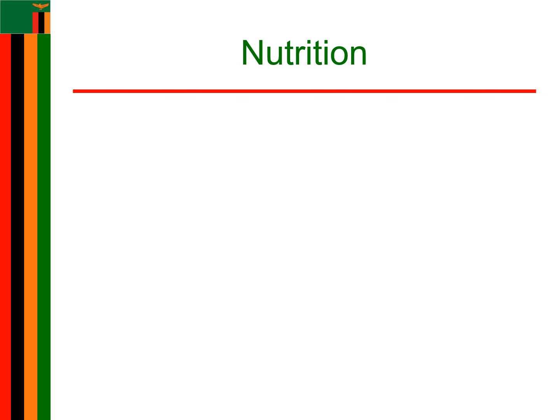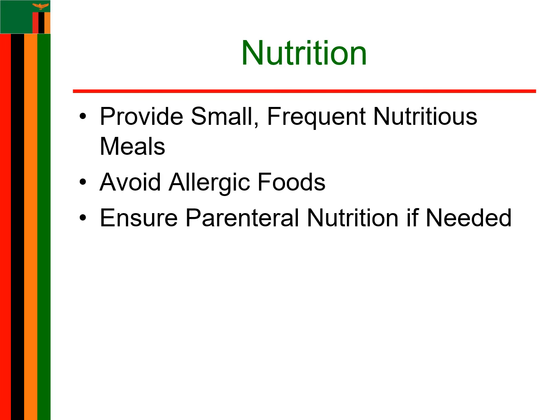So when it comes to nutrition, provide small frequent nutritious meals, and these should be the meals that the patient likes. Avoid the foods that are likely to cause an asthmatic attack. So you need to check from the list of the allergies that has been provided and make sure that you avoid the spiced foods. Now, when the patient is not able to eat, provide nutrition intravenously.